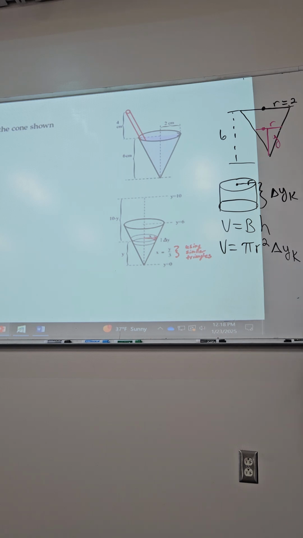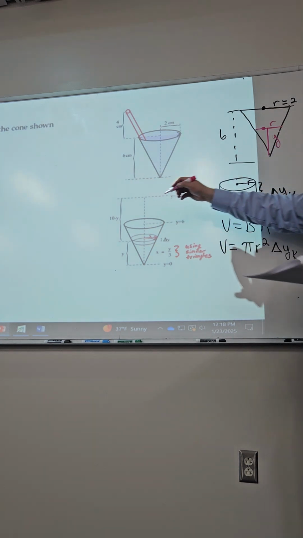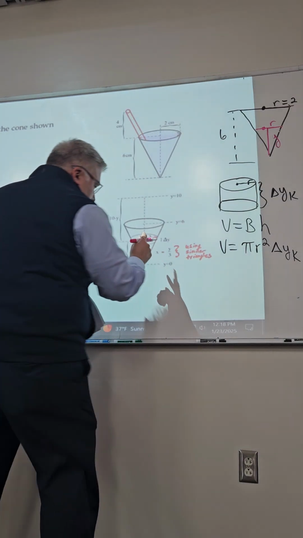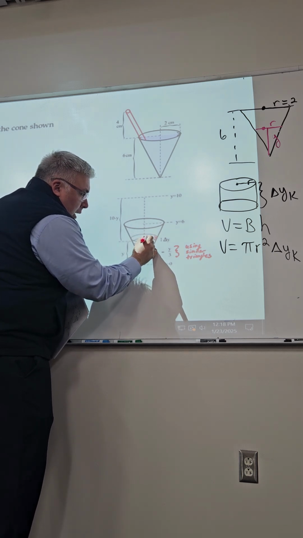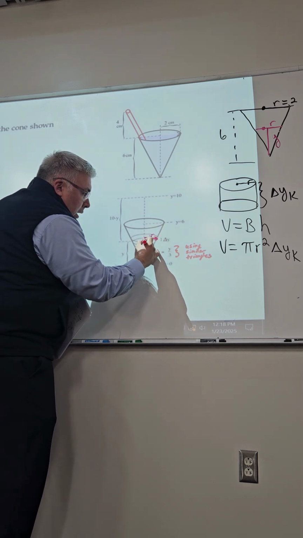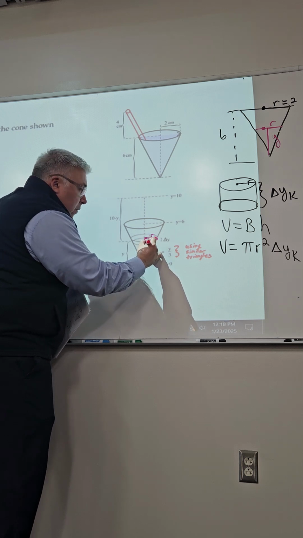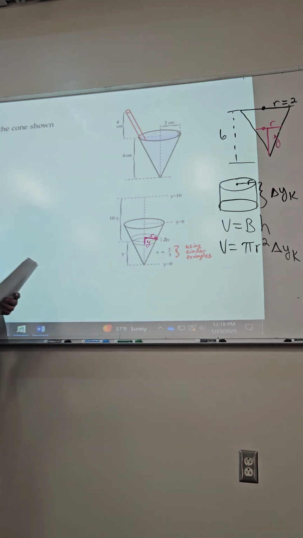So the cross section of the big triangle of the cone, the height is 6 and the radius is 2, just from the picture. But this disc right here, which represents a water disc, a water cylinder, if you will, has a radius of its own, R, and its own little height of that cylinder, which is called y. It's like a triangle there.